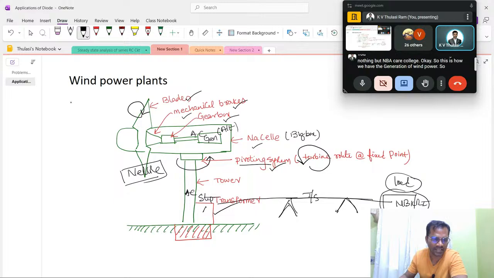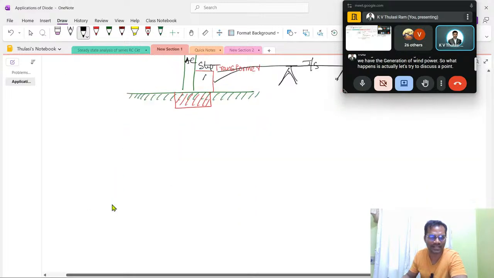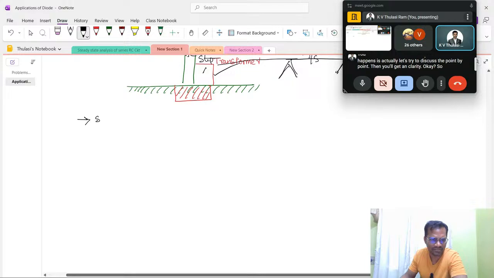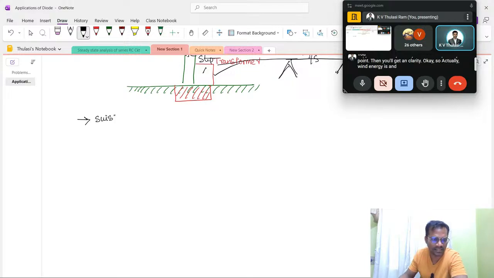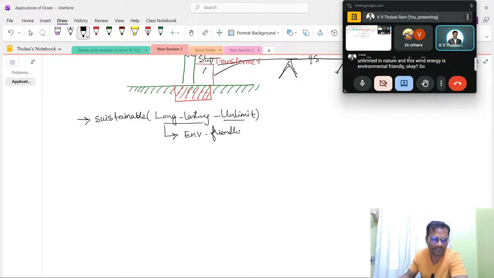Let's discuss point by point, then you'll get clarity. Wind energy is a sustainable energy, and sustainable means a long lasting energy. It is available in unlimited quantity in nature, so there is no limit for this energy. It is long lasting and unlimited in nature, and wind energy is environmentally friendly. These kinds of energy resources are called sustainable energy, and basically wind energy is a renewable energy.